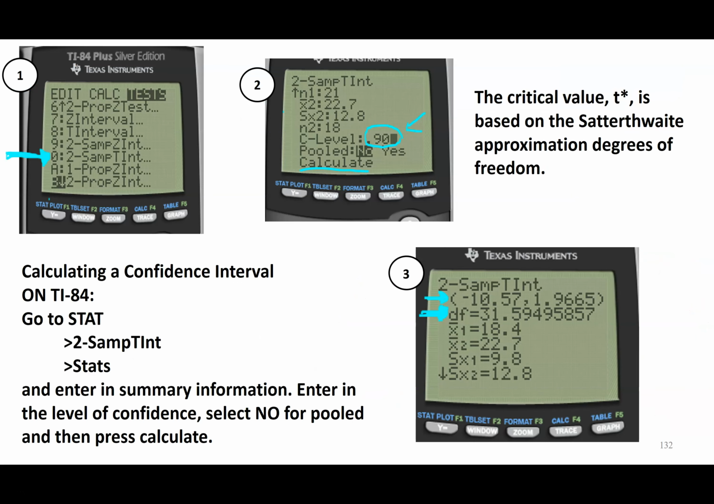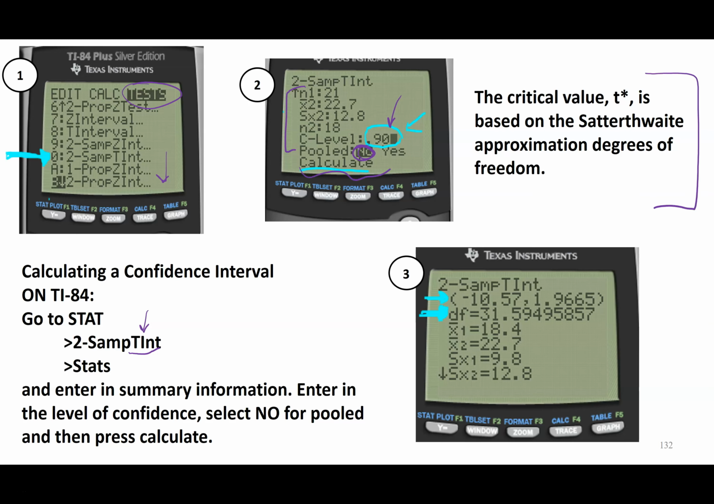So if you wanted to throw this into a TI-83 or 84, you're going to go to stats, then to test. If you go down, there's an option that's 2-sample T interval, with a capital I. You would plug in all that same information. You would say no to pooled. For your confidence interval, if you want 90%, you'd enter 0.90 or 0.9 and then calculate.